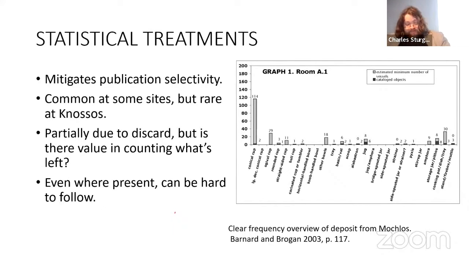Nonetheless, it remains surprising that more recent publications have not consistently used statistical information, making it hard to assess the composition of deposits. Moreover, when such information has been provided at Knossos, it is often in non-tabulated or confusing formats, although such information is always useful and should become a significant part of future publications of material.